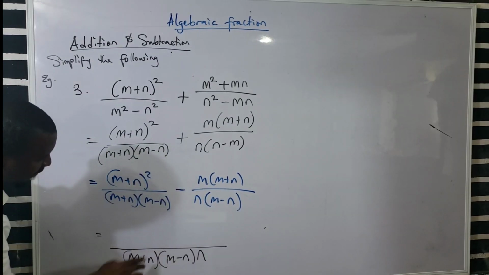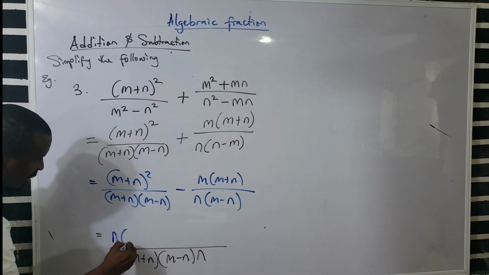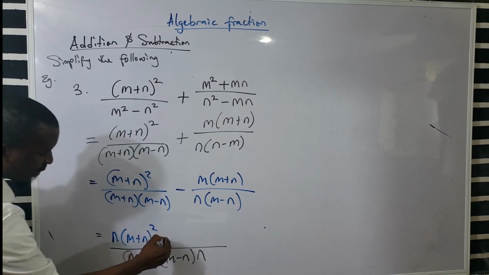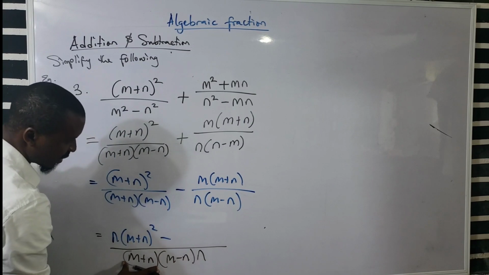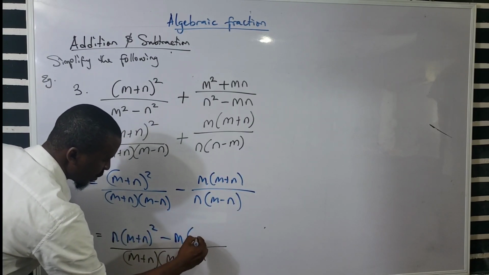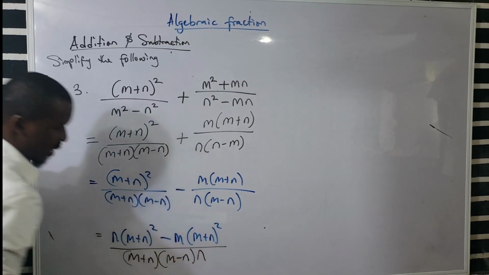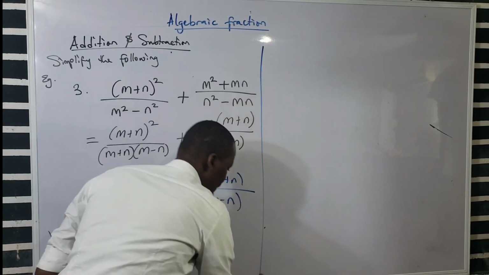Everything I have here divided by this, I will have n. So that will give us n into (m plus n) squared, minus everything I have here. If I divide this, I'll have this. So this times this will give us m into (m plus n) all squared. Okay, so you can see something is coming out from there. So let us finish it up here.